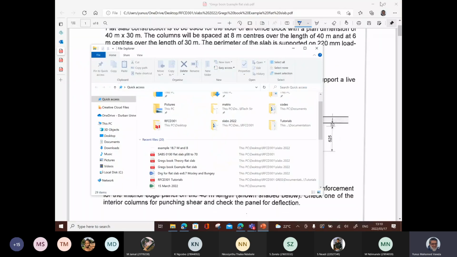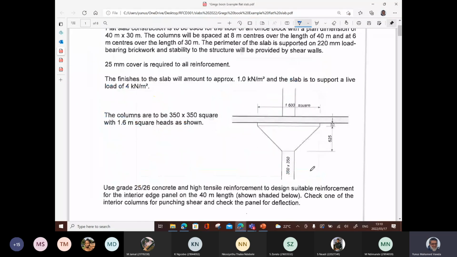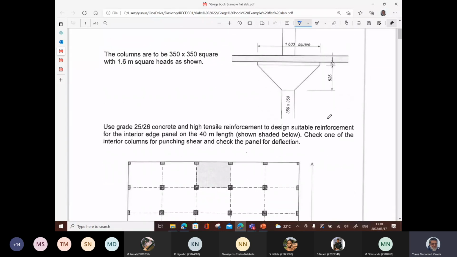Coming back to this, this particular example has no drop. It has a column head, no drop. Use grade 25 concrete. The column heads are 1.6 meters square. Don't forget, when it comes to the term hc, which is used in the code, we have to find the equivalent diameter, assuming that we convert this area to a circular area. What's the equivalent diameter?